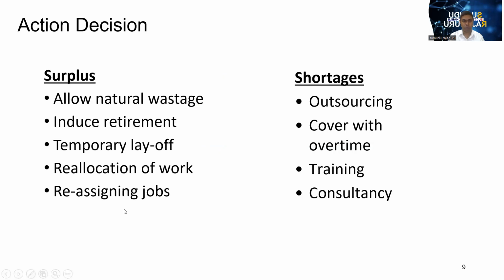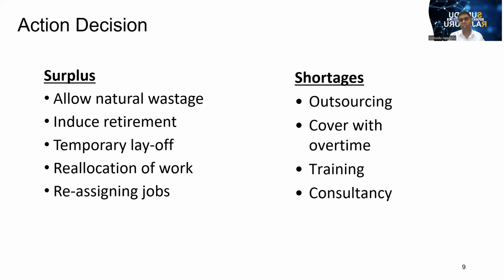Now, when we go forward, these are the action decisions. Based on the surplus or shortage, we have to take action decisions. If a surplus situation happens, what actions can the organization take? Sometimes the organization can allow natural wastage. That means the organization can allow the manpower to reduce in a natural way. Sometimes it induces retirement, motivating people to take retirement. Then temporarily the organization can lay off the people currently available. Relocation of work, reassigning jobs. Those are the action decisions we take in a surplus situation.